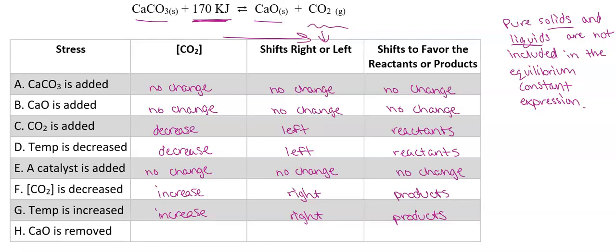Next is CaO is removed, and we will have no change, right? Because this is a solid, and again, solids are not included in the equilibrium constant expression.